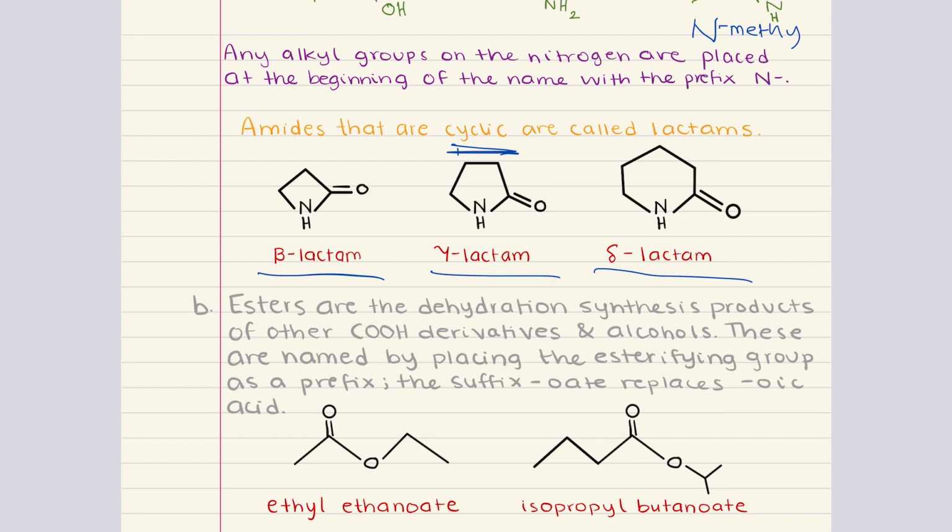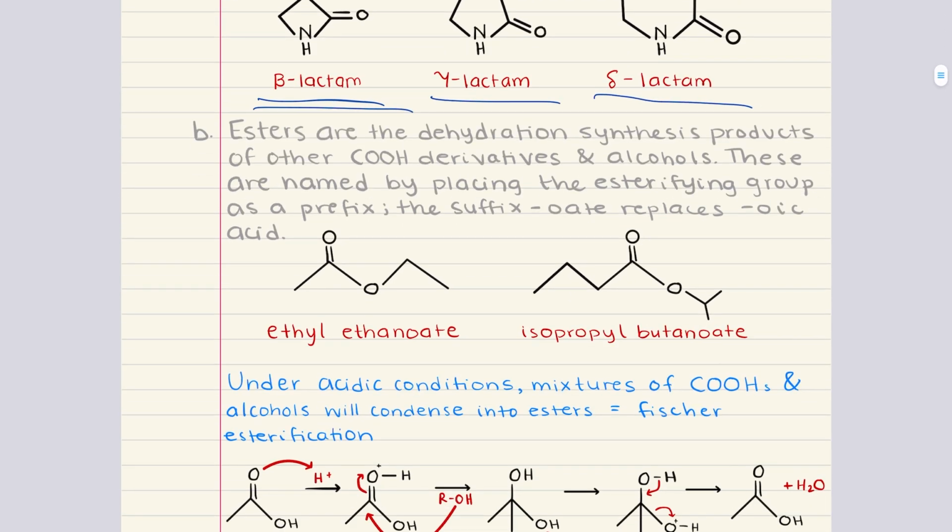And lactams are biologically significant structures. For example, beta lactams form the core structure of penicillin and related antibiotics, where the strained four-membered ring makes the molecule highly reactive. Now let's turn our attention to the second major class of carboxylic acid derivatives, esters.